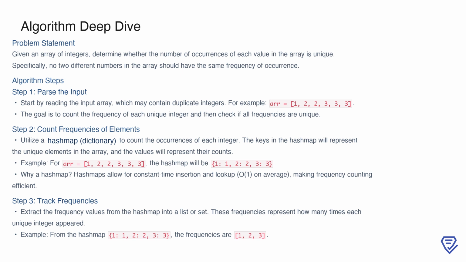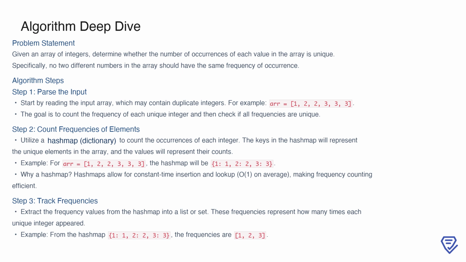The task is to calculate how many times each unique number appears and then verify if all these frequencies are distinct. To achieve this, we use a hash map, where the keys represent the unique integers in the array, and the values represent their counts. For the example array, the hash map will look like this: 1:1, 2:2, 3:3.